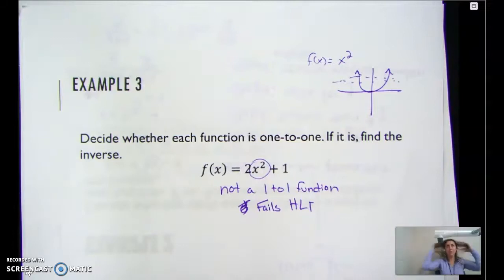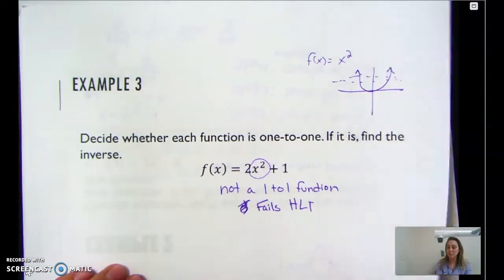Too many vertical line tests. Horizontal line test, that's the one I care about. I know it's a function, but it's not a one-to-one function.